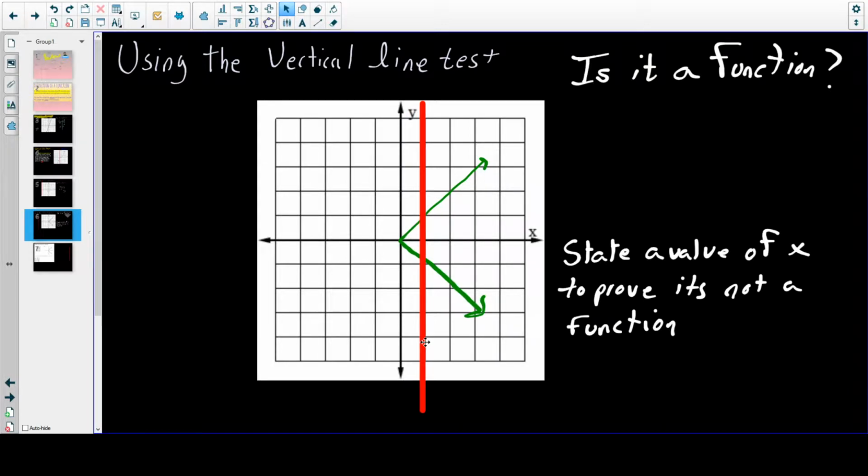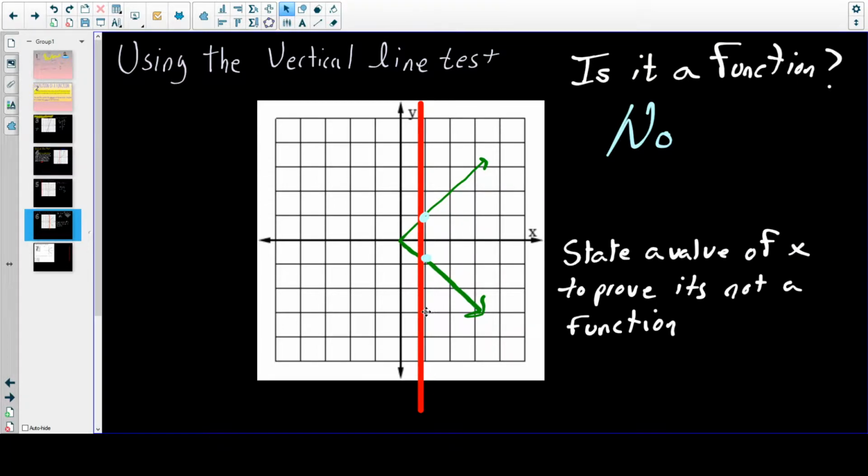Oh! What happened? Well, it seems that this vertical line touches the graph here and here. That's 2 points it touches the graph. So is it a function? No, it's not a function. So what if we want to state a value of x to show that it's not a function?